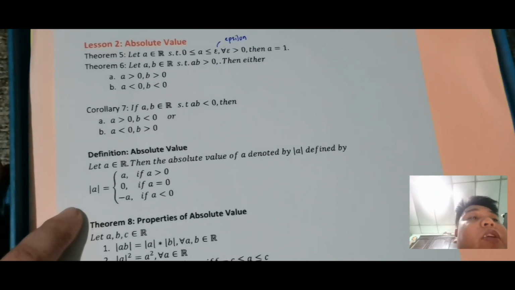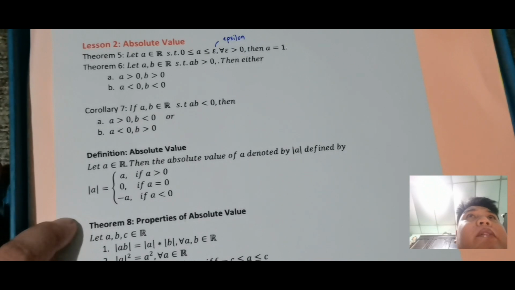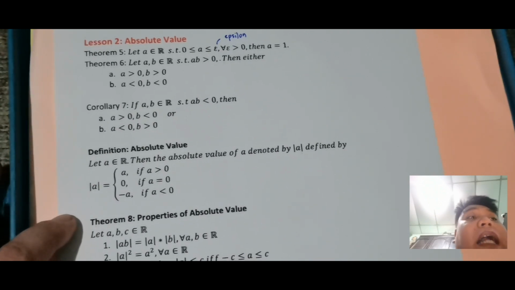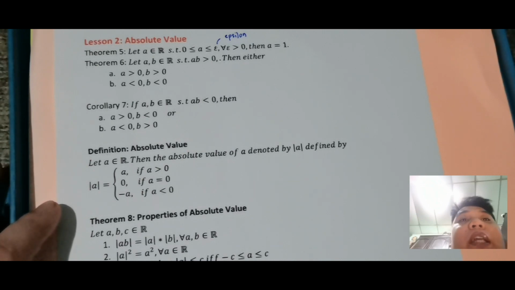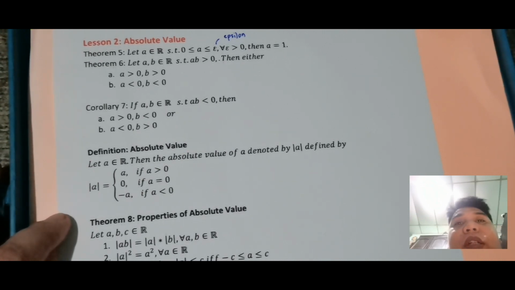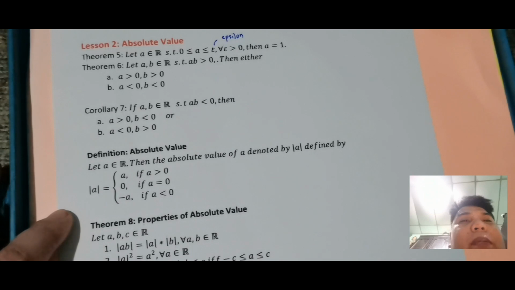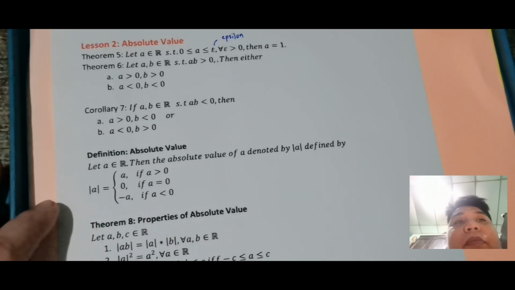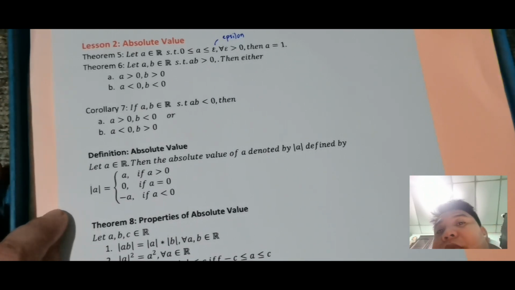Okay. So, yung epsilon na yan, yun yung smallest positive real number na naiisip mo. So, magkakaiba tayo ng possible na maiisip yan. So, for every epsilon greater than 0, then a is equal to 1. So, hindi siya masyado nagbabago yung theorem na yan. Someday gagamitin ko yan. So, for the meantime, theorem muna siya dyan. Okay, then theorem number 6.